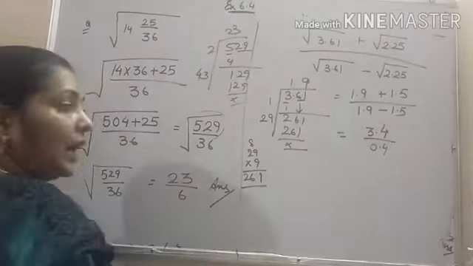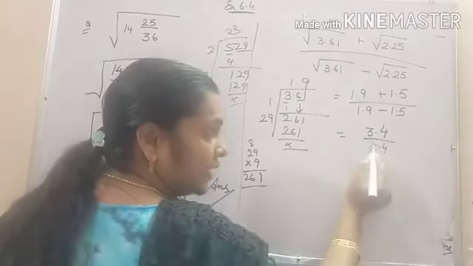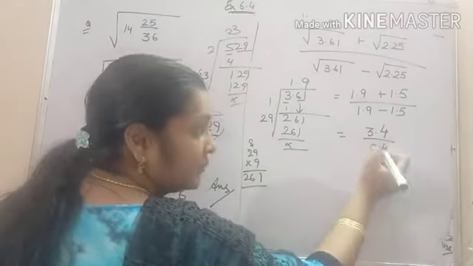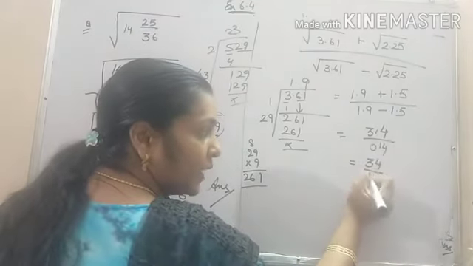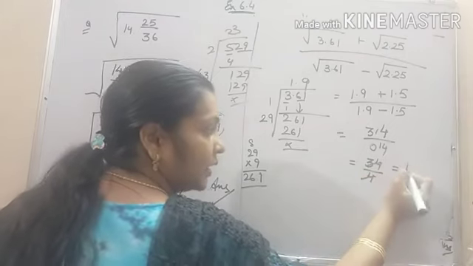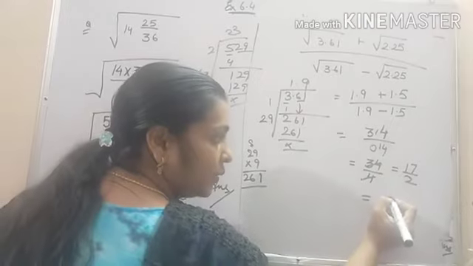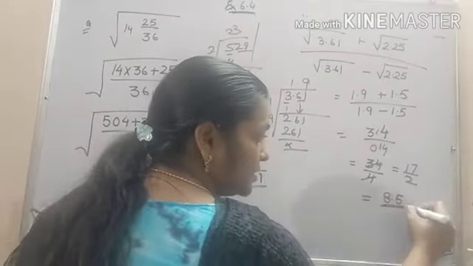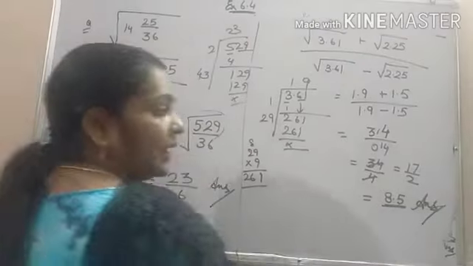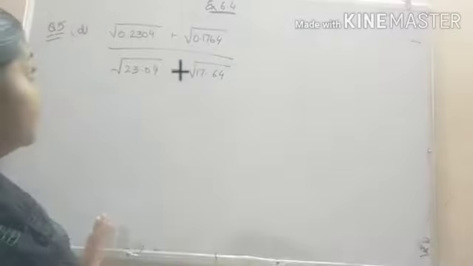0.4. And in the previous question, I told you that if the number of digits after the decimal is the same, then the decimal gets cancelled. It will be 34 by 4. It will be 17 by 2. And if you want to convert it into decimal, you can do it. It will be 8.5. 8.5 is our answer. That solves our problem.